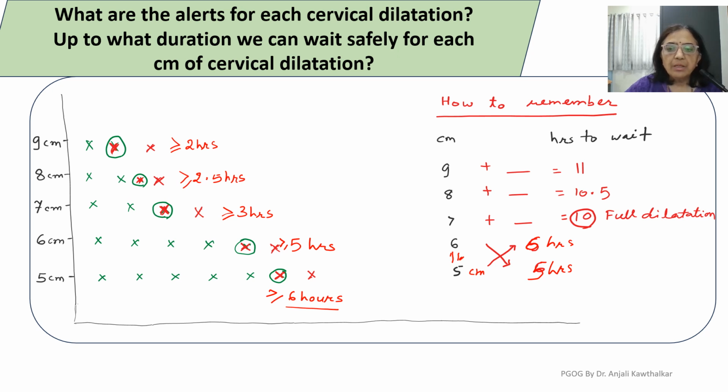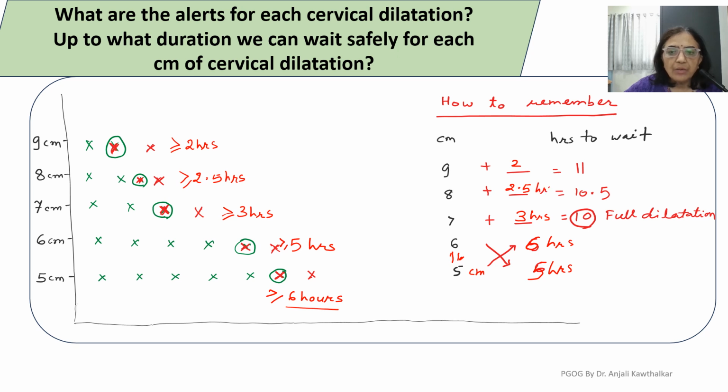Here onwards, what I have remembered is that 10 is the full dilatation, and for 7 centimeters, the addition of the duration you can wait should be 10. So it is 7 plus 3. Then add 0.5, so 8 plus 2.5 is 10.5, and 9 plus 2 is 11. So 10, 10.5 and 11 are for 7, 8 and 9 centimeters, so you keep on adding, and these are the hours. Anytime 7 centimeters remaining the same for 3 or more hours is an alert.